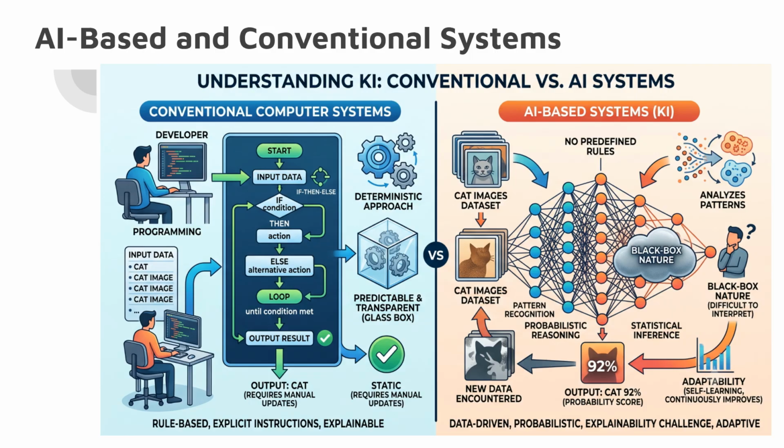Another significant distinction is adaptability. Conventional systems are static and typically require manual updates to incorporate new knowledge or respond to environmental changes. AI-based systems, in contrast, can be self-learning, continuously improving their performance as they encounter new data. This adaptability makes AI particularly powerful in dynamic environments. Adaptability also requires continuous monitoring to maintain ongoing alignment with core requirements.